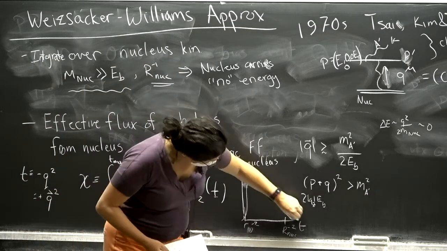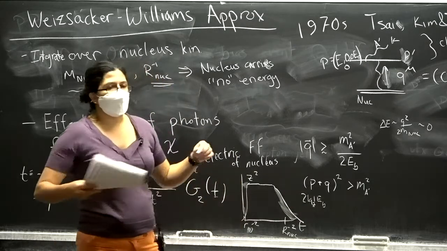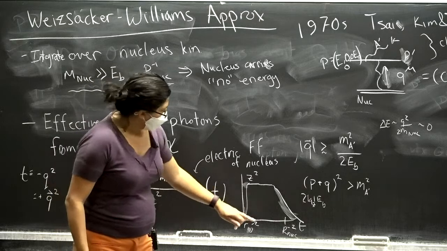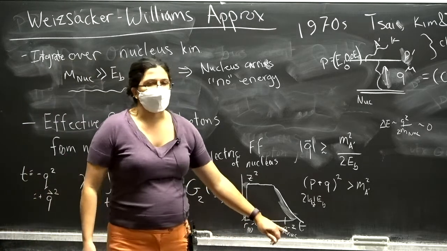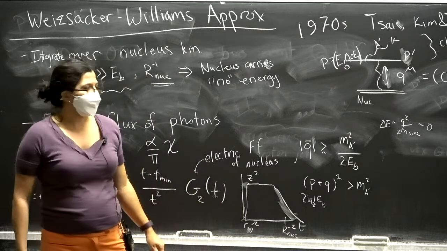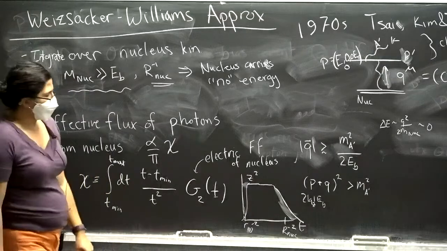This one's a little more gradual, when you start either having such low momentum that you're probing the whole atom and it starts looking neutral, or having such high momentum that you're probing individual nucleons and you lose coherence, or you even start looking at inelastic processes.